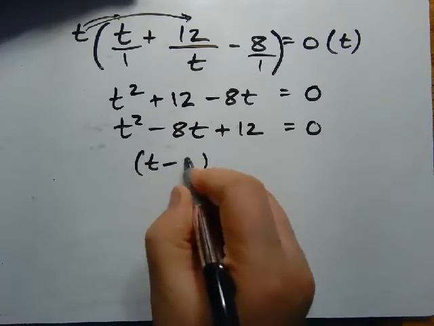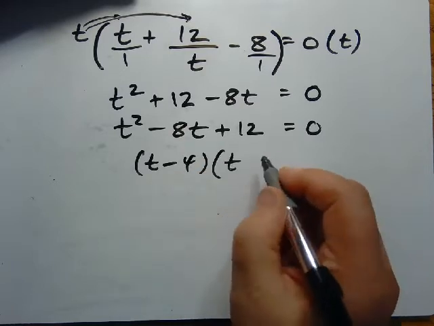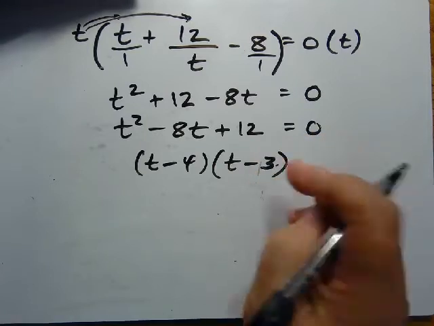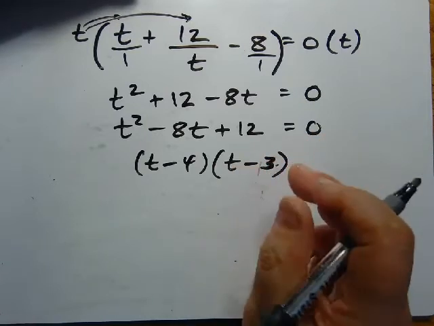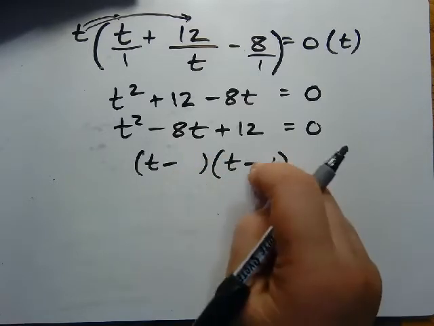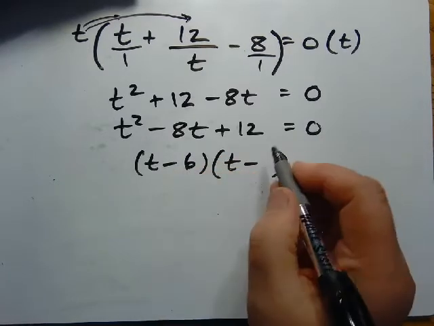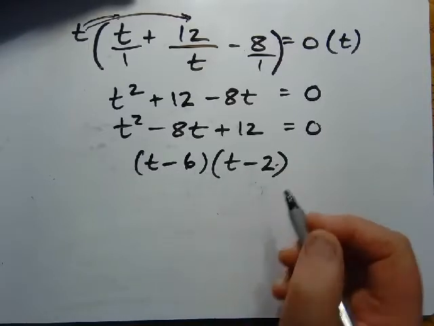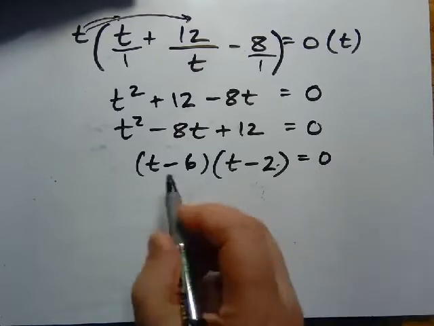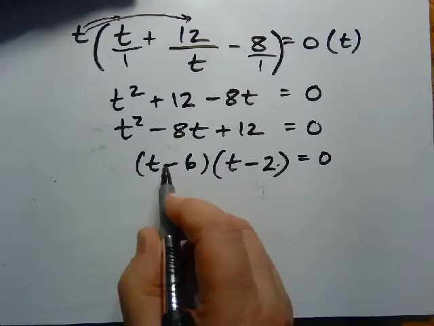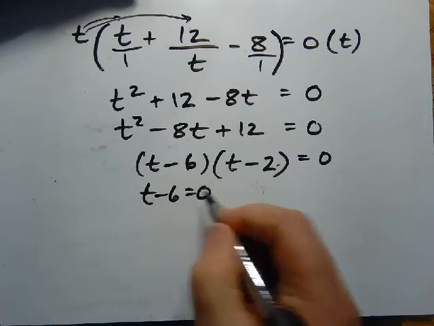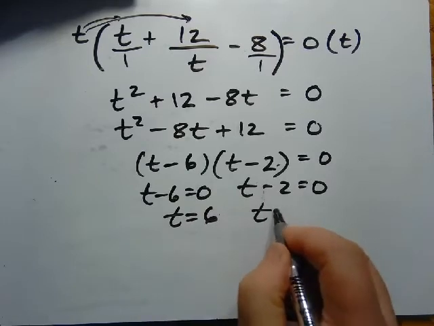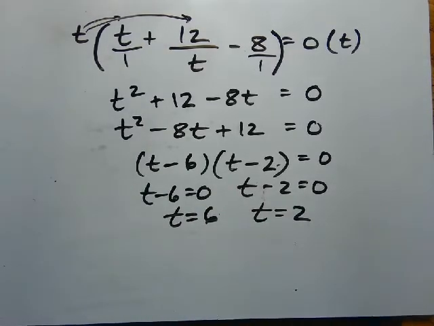Let's see. T minus 4 and t minus 2, minus 3. No, that doesn't work. Oh, how about 6 and 2? Yeah, that works, 6 and 2. T minus 6 and t minus 2. There's negative 8t and 12. So if I solve this using quadratics here, t minus 6 is equal to 0. Set each one of these equal to 0 and solve it. T is 6 and t is 2. Now those are the answers that we've got here.